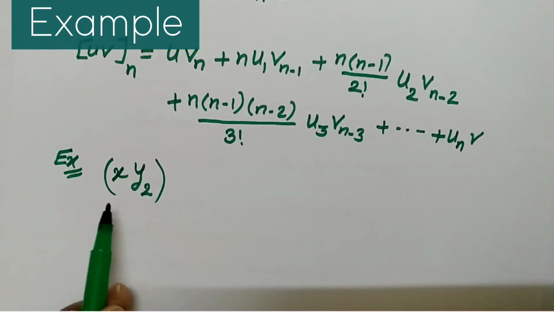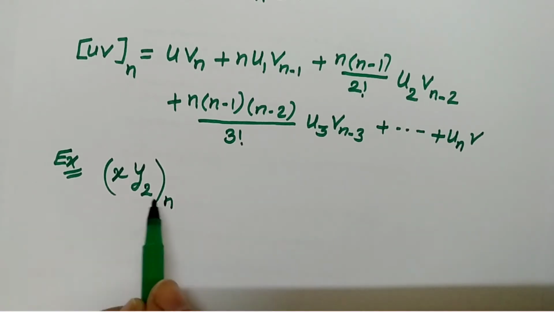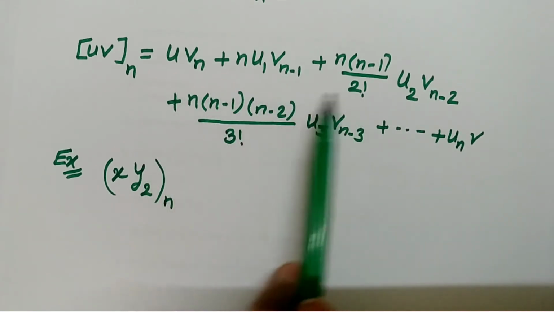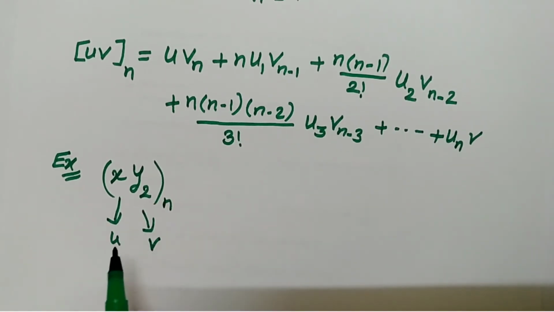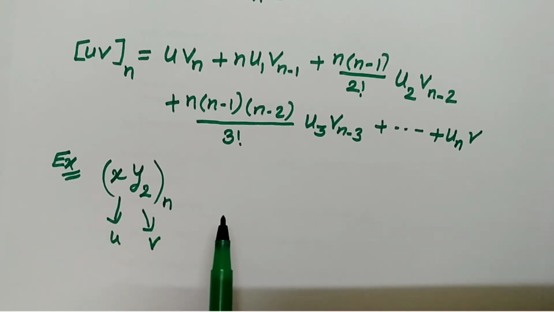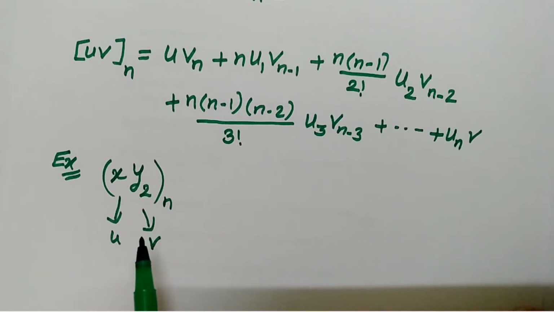I will take one example here, x y2, and we want to find its nth derivative. Here we are considering y as a function of x, and we want to find the nth derivative of this term. Then by using the Leibniz theorem, the statement is this one. Here the first term is u and the second term is v. In this example, we have to choose u in such a way that its derivative vanishes after finite differentiation. If neither term's derivative vanishes, then you may take any term as u or v.